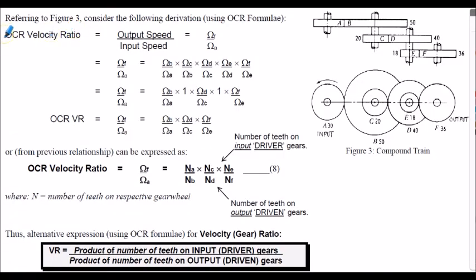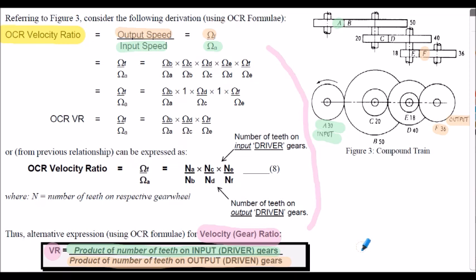Here again is the awarding body definition for velocity ratio or gear ratio. It's the output speed over the input speed. Output speed is omega F in this diagram here, input speed omega A. And this proof outlined here shows how to develop the formula at the bottom of the page in the bolded box, which is the formula for the velocity or gear ratio of a compound gear train. So the gear ratio can be shown to be the product of the number of teeth on the input or driver gears divided by the product of the number of teeth on the output or the driven gears. And remember, product in mathematics means to multiply, so we're multiplying the number of teeth together here.